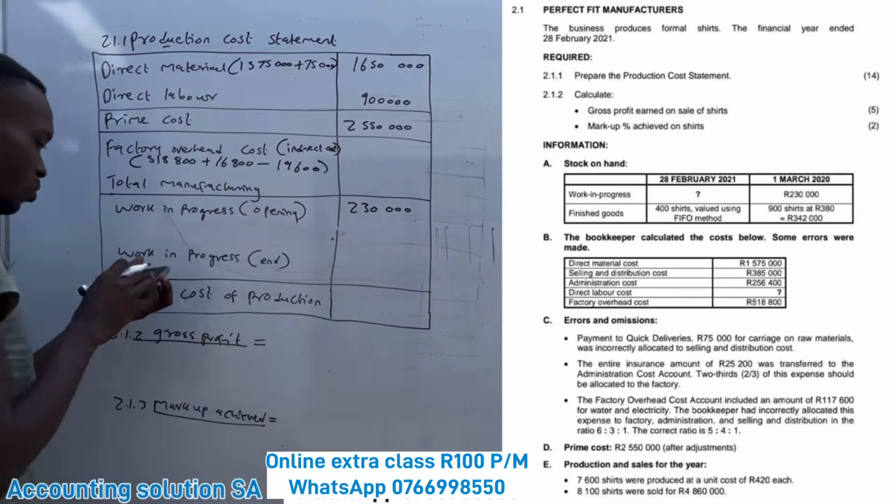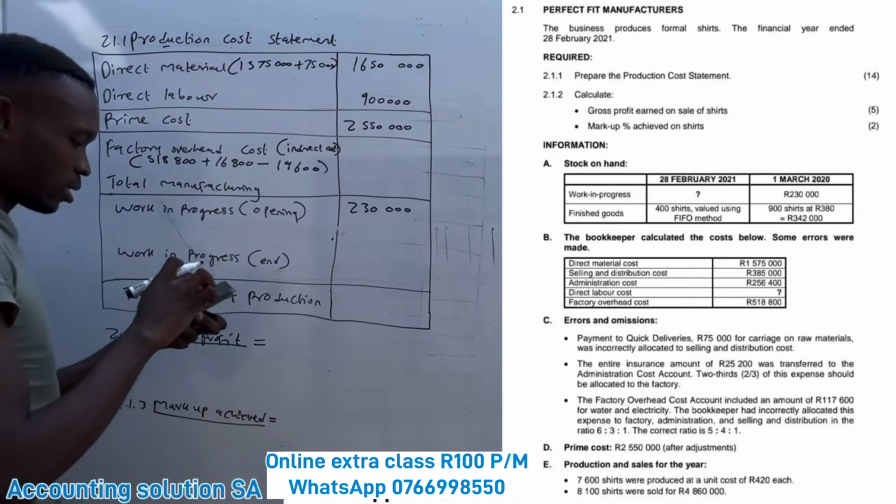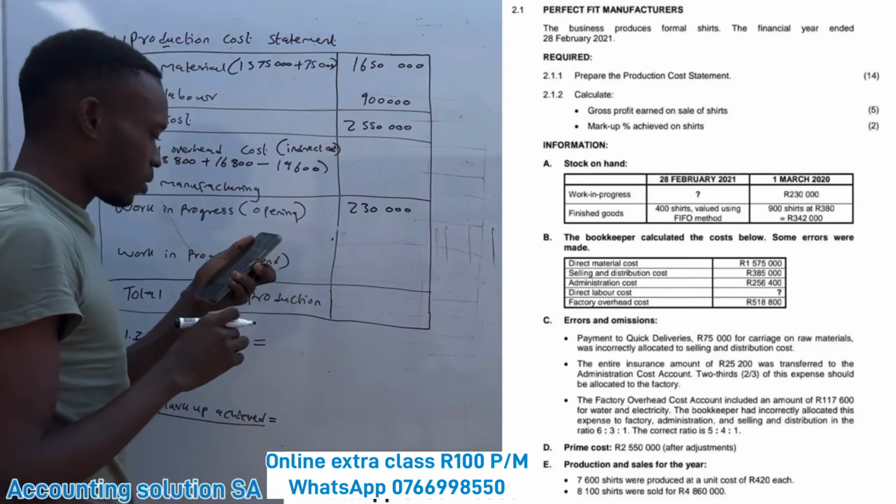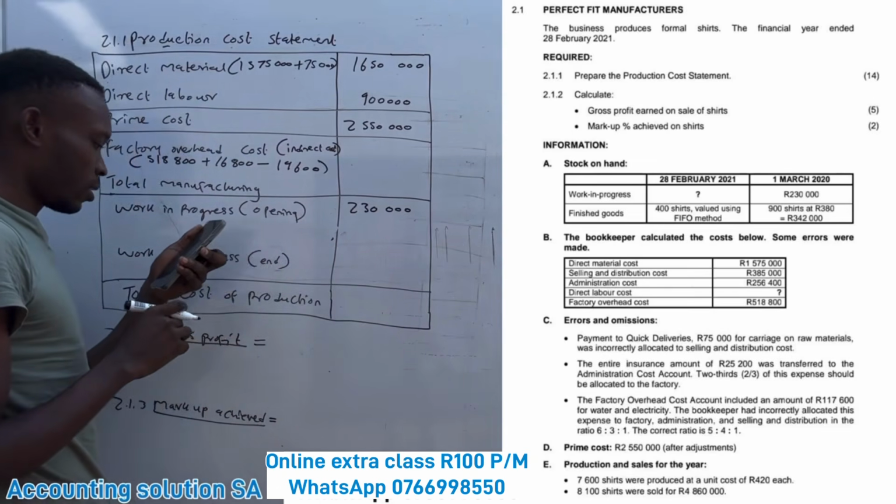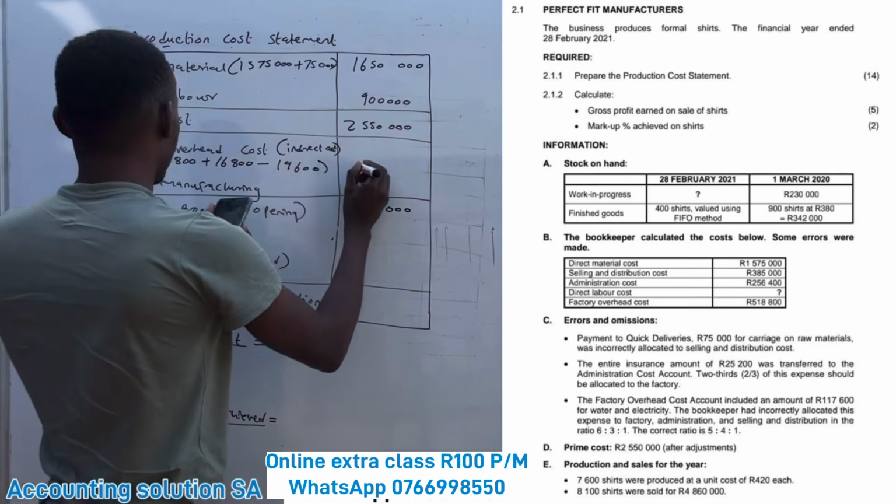Okay, now we can close because we don't have any other transaction. Then you're gonna get an amount of 516,000, just like that.